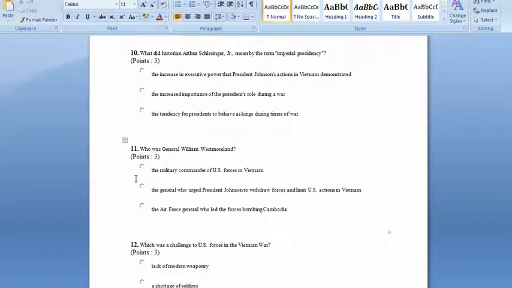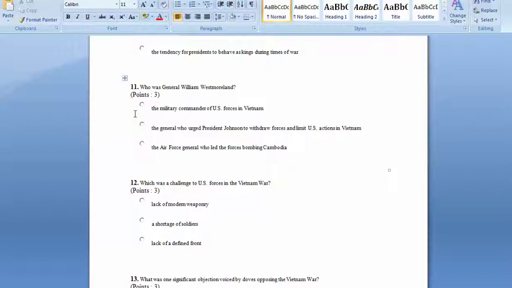Number 10, what did historian Arthur Schlesinger Jr. mean by the term Imperial Presidency? The increase in executive power that President Johnson's actions in Vietnam demonstrated, the increased importance of the president's role during a war, the tendency for presidents to behave as kings during times of war.